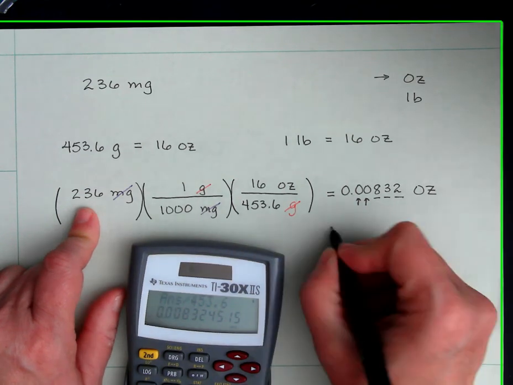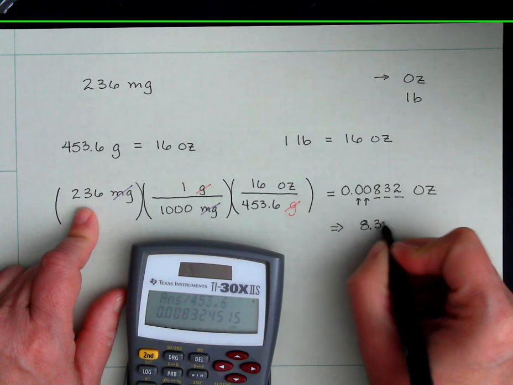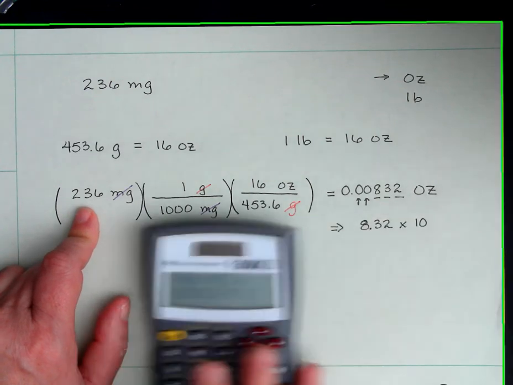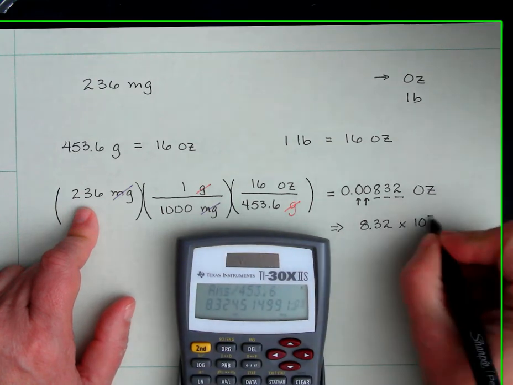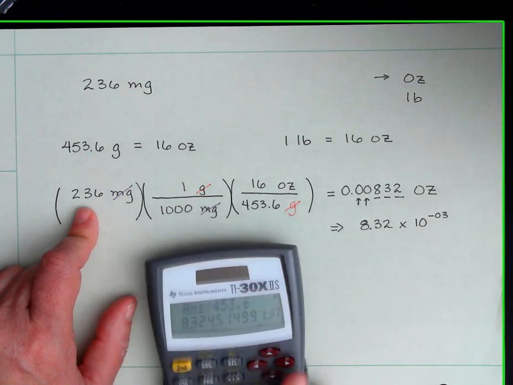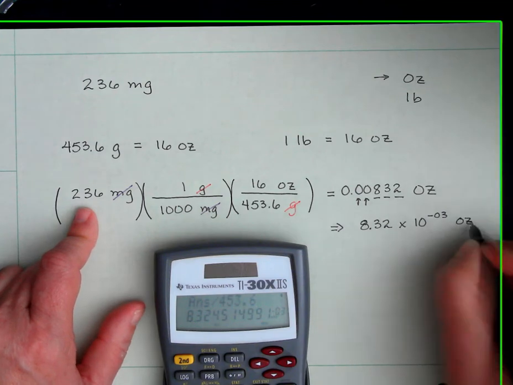Now, if I want to make sure everybody understands, I can put this into scientific notation, and I know it's going to be 8.32, and it's going to be times 10 to something. And on this calculator, if I do the second function, I can have it put it in scientific notation, and it tells me it's 8.32 times 10 to the minus 3. So as long as I've punched this in the calculator correctly, I know that that's how many ounces I get.